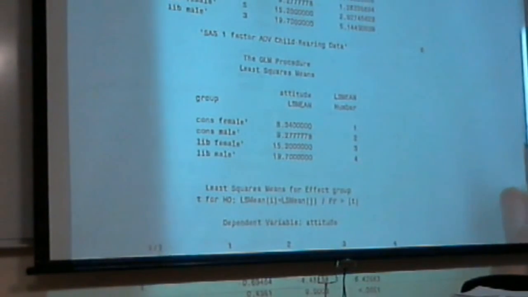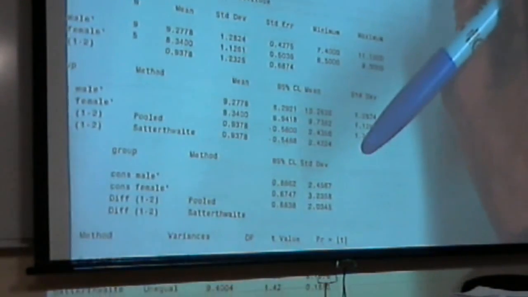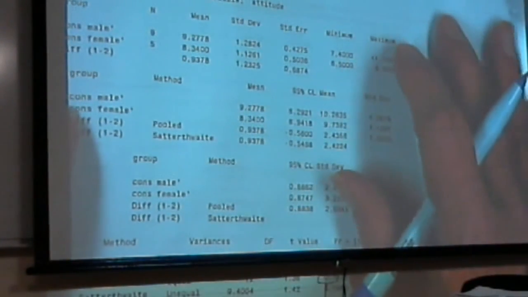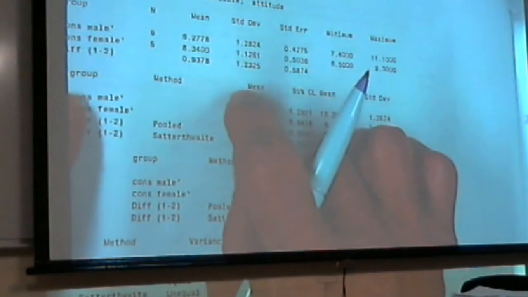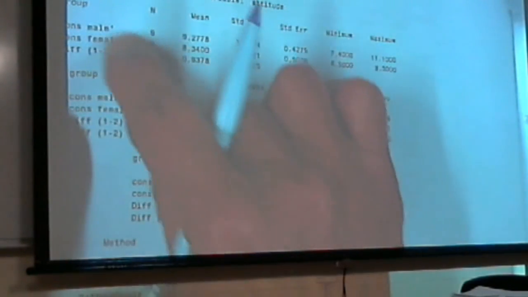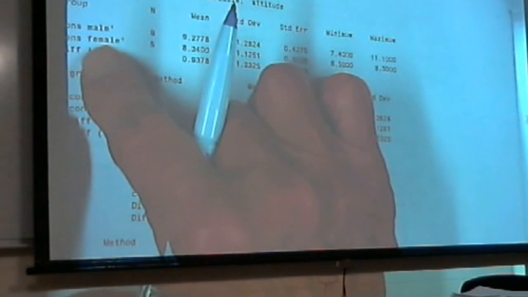Okay, so here we were at 1, 2, 3. Bottom of page 3 was that 4x4 table of t-tests. Then finally, turning it over, I get this layout from the t-test procedure. So the way this is labeled, conservative male, conservative female.